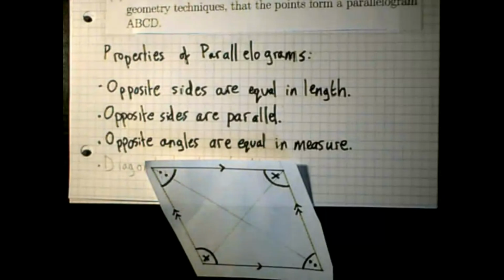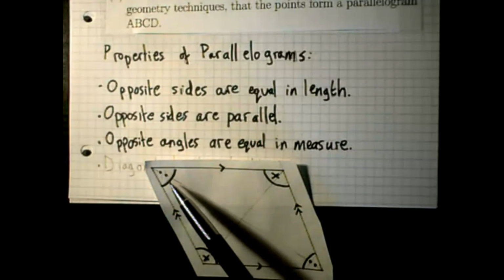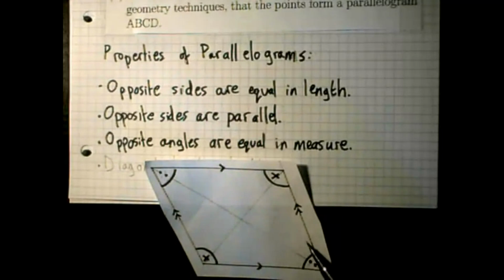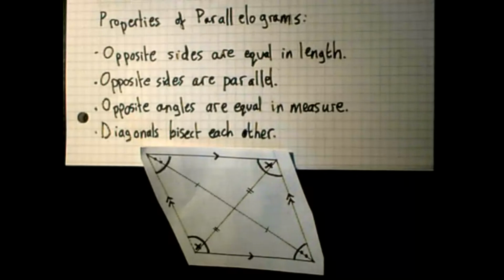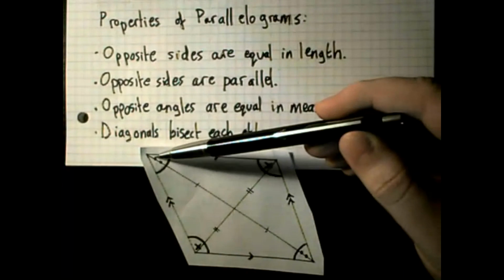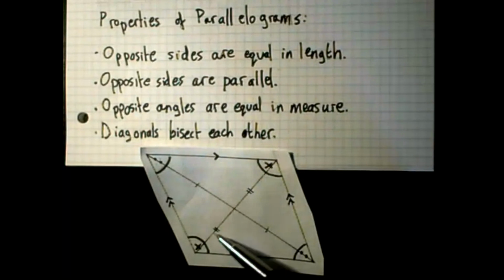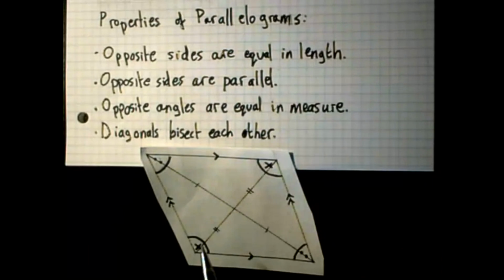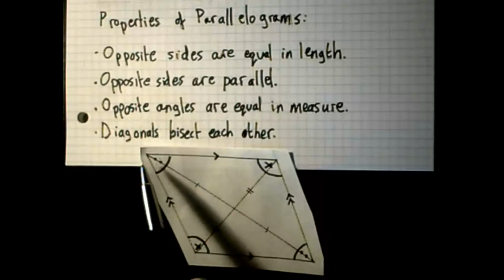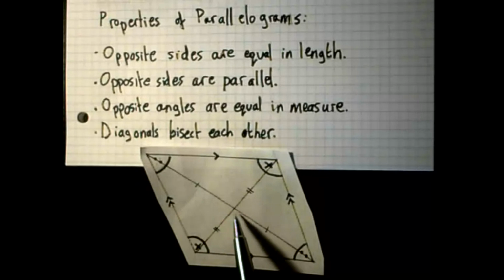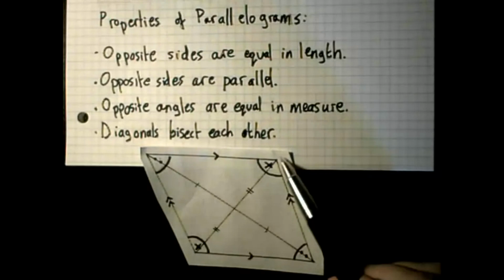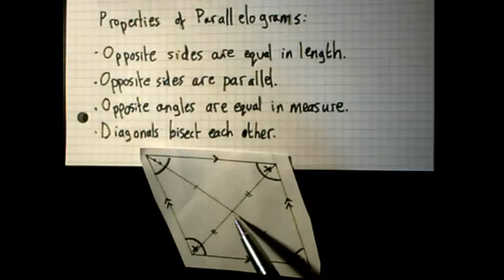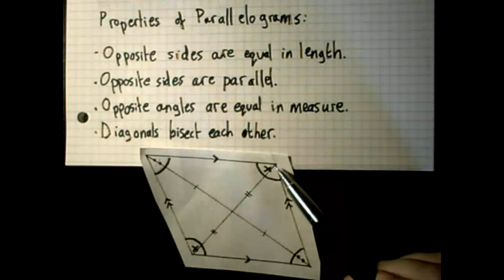Thirdly, opposite angles are equal in measure, so this angle in the top left is equal in measure to this angle at the bottom right, and this angle in the top right is equal in measure to this angle in the bottom left. Lastly, the diagonals of a parallelogram bisect each other, so this is one diagonal and there's the other diagonal there. And the point where they meet then is the midpoint of each of those lines. In other words, this length from one corner to the center is equal to the length from the center out to the other corner, and the same with this line here. This length from this corner to the center is equal to the length from the center to the opposite corner.